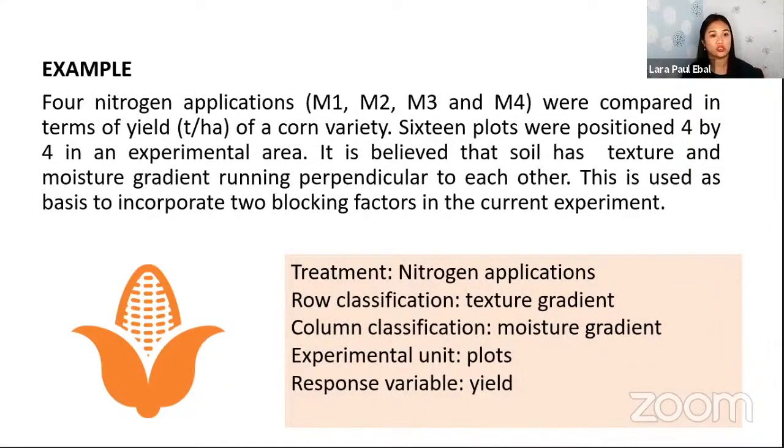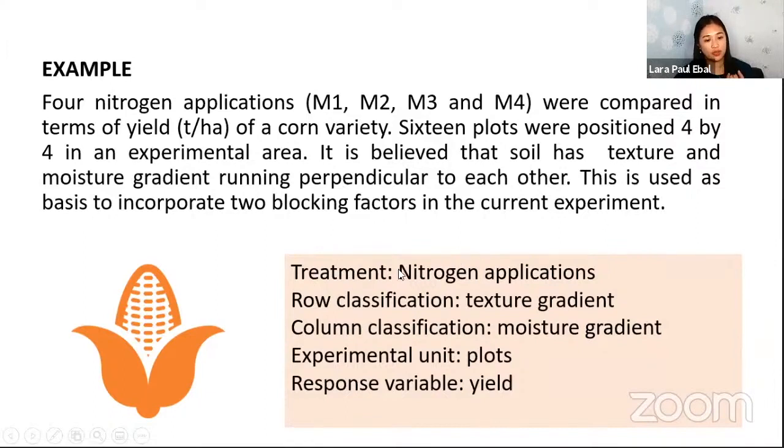And the moisture gradient. So siguro yung first level ay hindi masyadong, wala masyadong moisture. Okay, and then to this level na mas may moisture. So we have this moisture gradient and soil texture gradient. So this can be now your blocks that can affect the yield, I mean the responses. And then this is used as the basis to incorporate two blocks again in your current experiment.